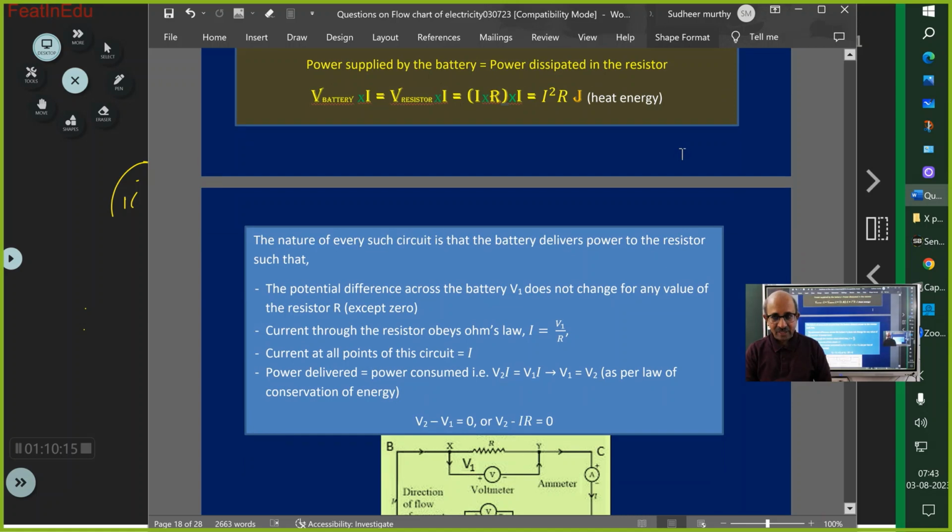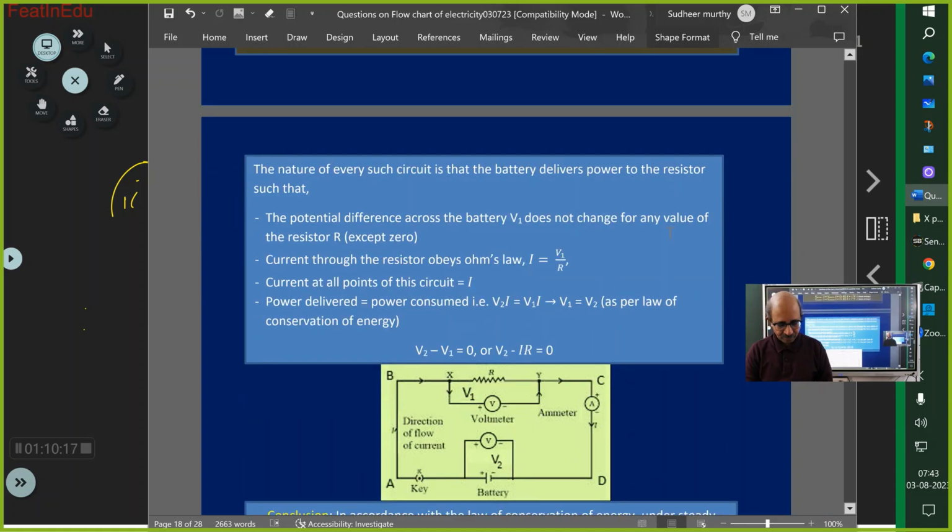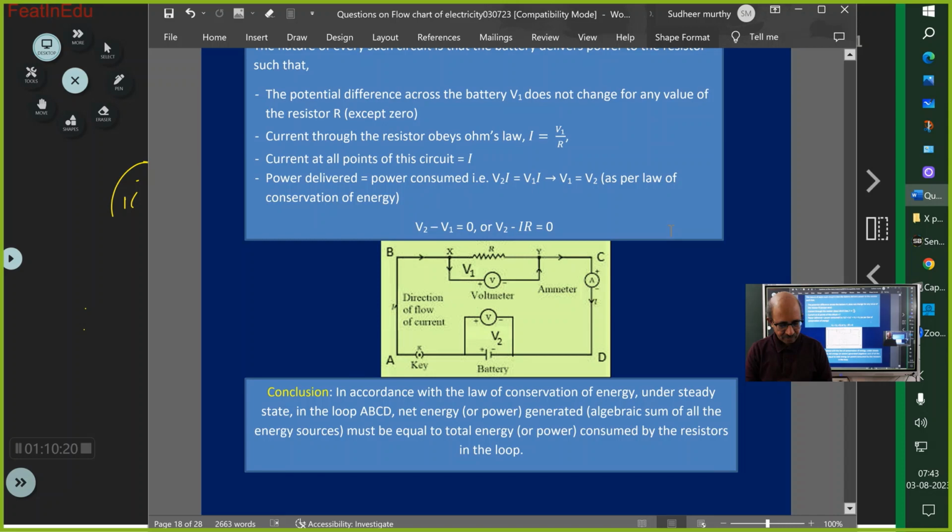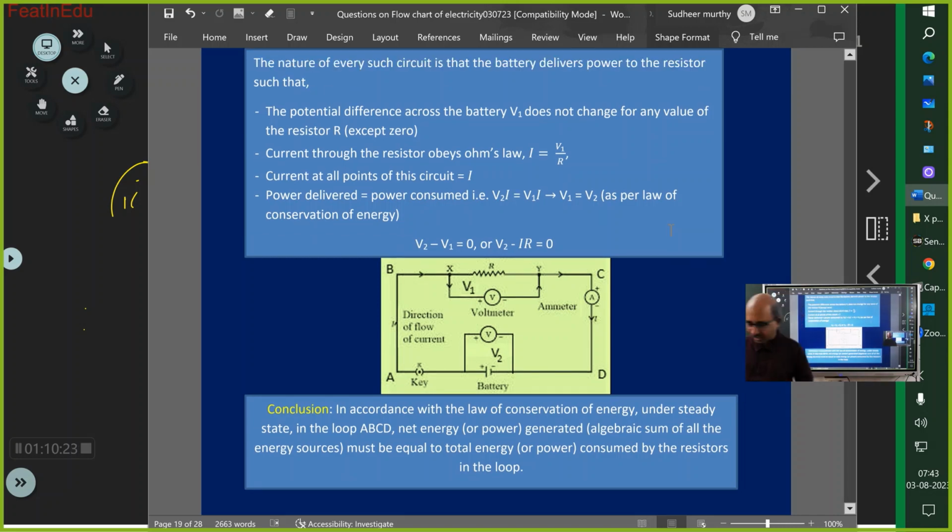Okay, so I think till this point it is clear. Yes, sir. Now, one more version of this. See, quickly see. This is nothing to be explained. I have already explained. The nature of every circuit is that the battery delivers power to the resistance such that the potential difference across the battery V1 does not change for it. So now look at this circuit. Potential difference across the battery V1 will not change for any value of the resistor. Got it? Yes, sir. Then current through the resistor obeys Ohm's law. Yes, sir. V1 is the voltage across the resistor divided by R.